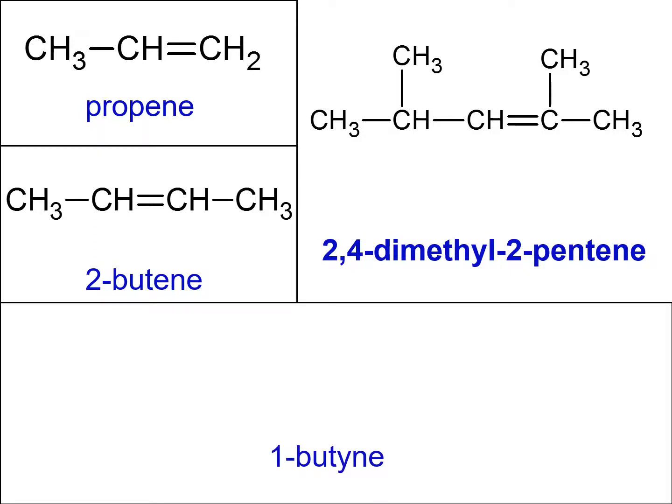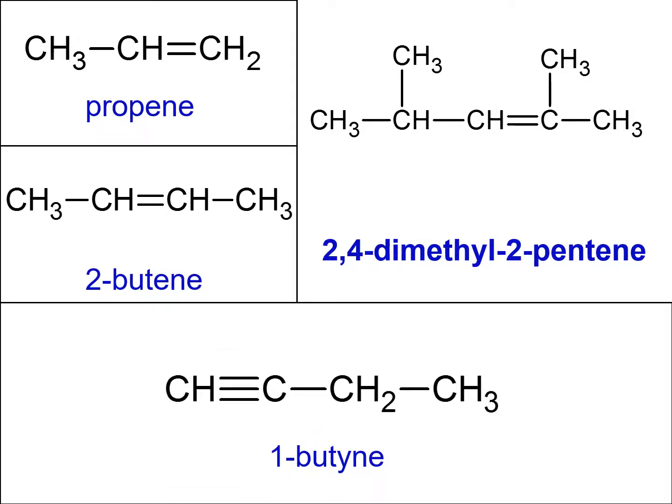1-butyne, YNE, tells me that it's got a triple bond, and the 1 tells me that it's on this very first carbon. The but tells me there's 4 carbons in a row, so it would look like this.